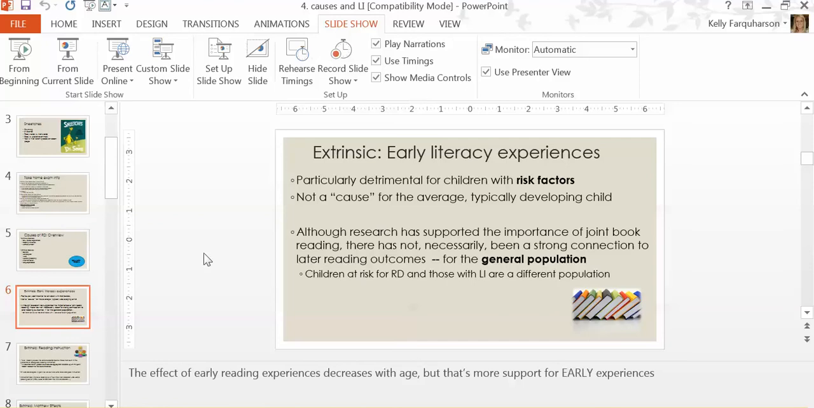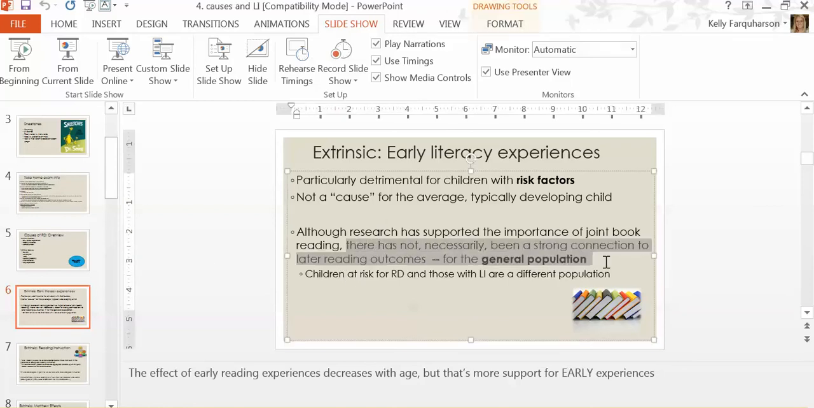So, extrinsic, the first one we're going to discuss is early literacy experiences. Now, as I mentioned, this is particularly detrimental for children who already have the risk factors that make them vulnerable or susceptible to a reading disorder. For your average, typically developing child, their early literacy experiences will not cause a reading disability. Research has supported the importance of joint book reading, but there has not necessarily been a strong connection to later reading outcomes for the general population.